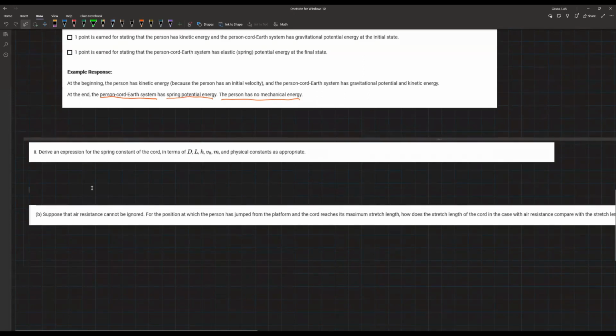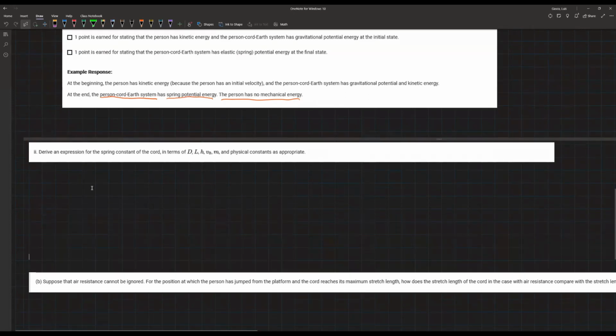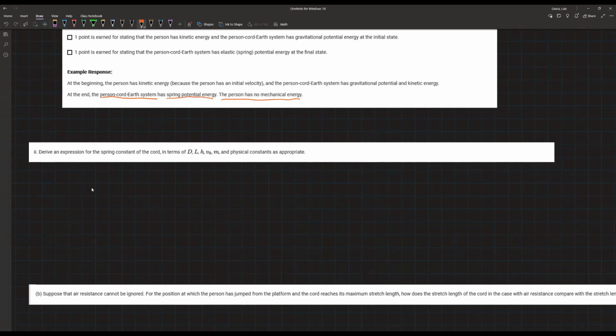Okay, now for the equation. Derive an expression for the spring constant of the cord in terms of D, L, H, v naught, and m. Okay, so if we have the person-cord-Earth system, we're going to start out with some kinetic energy at the beginning, some gravitational potential energy, and the spring potential energy at the beginning is 0.